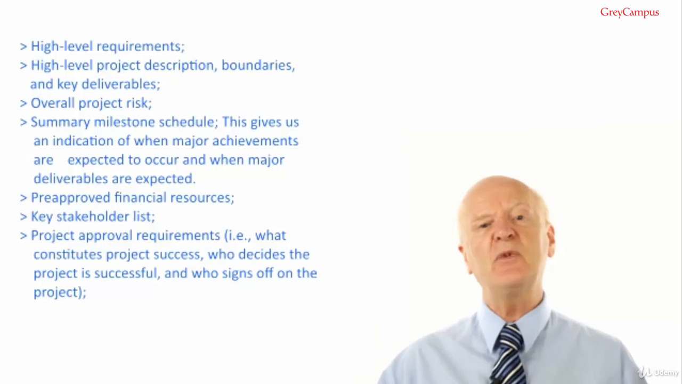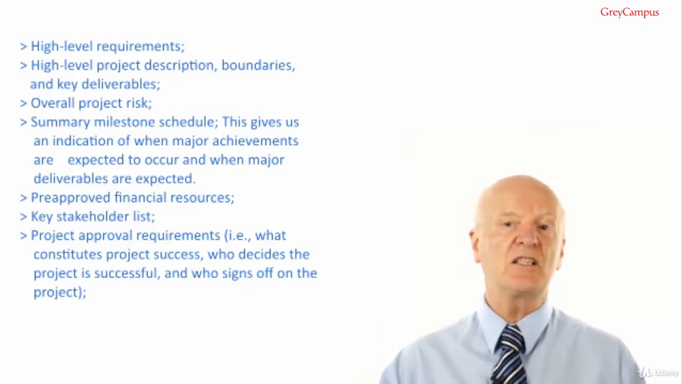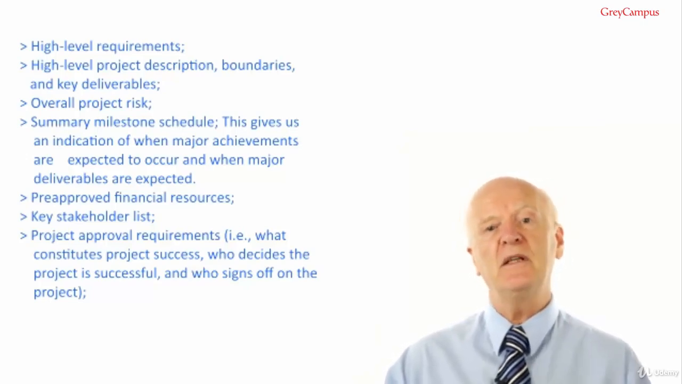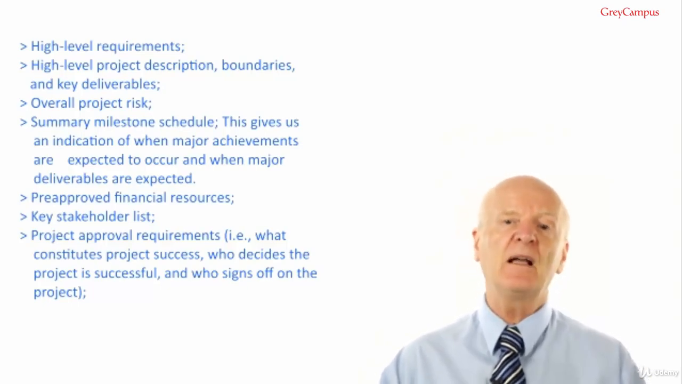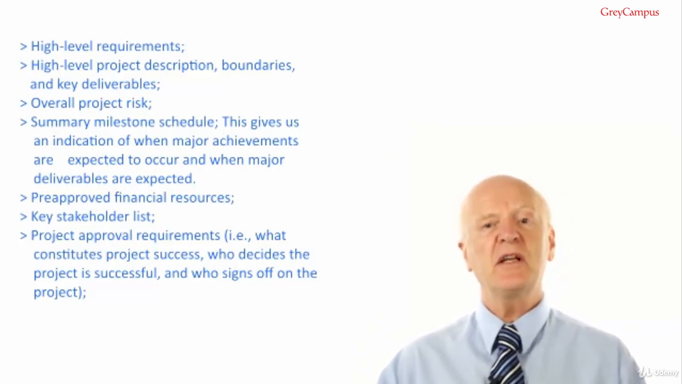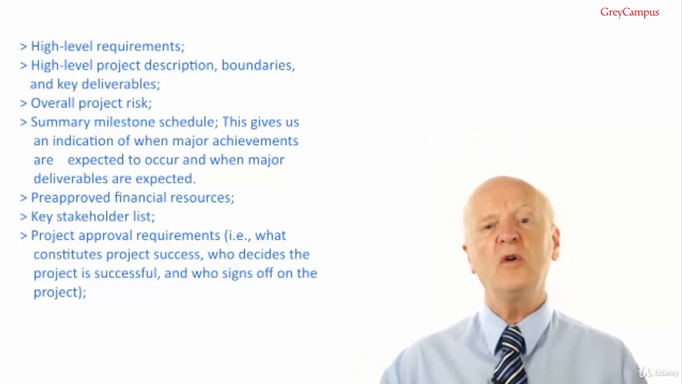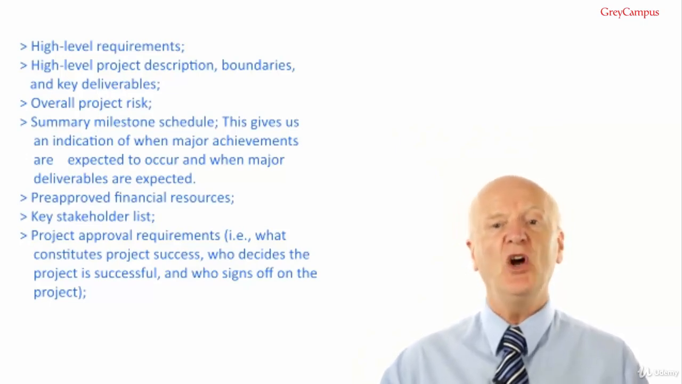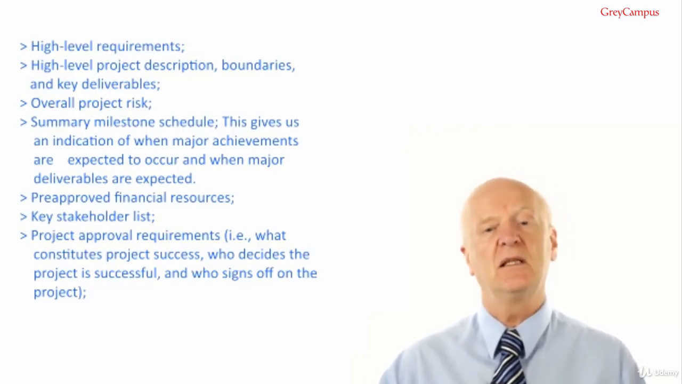This gives us an indication of when major achievements are expected to occur and when other major deliverables are expected. And it could also include things like major procurements could be on it. Pre-approved financial resources, key stakeholder list, project approval requirements, e.g. what constitutes project success, who decides a project is successful and who signs off the project.